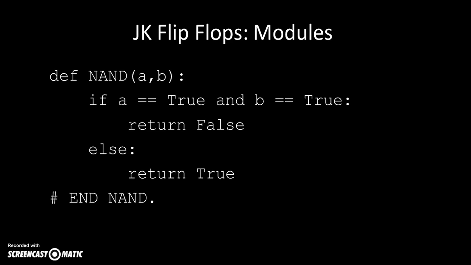Our basic requirement is to produce a method to describe what NAND is. NAND takes in two inputs, A and B, and if A is true and B is true, then we say it's false. Otherwise, we return true.